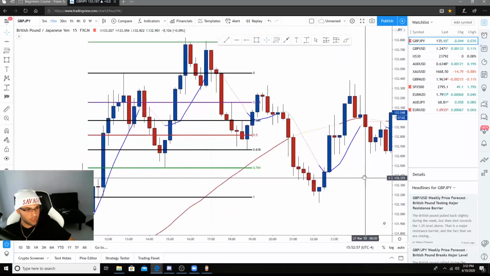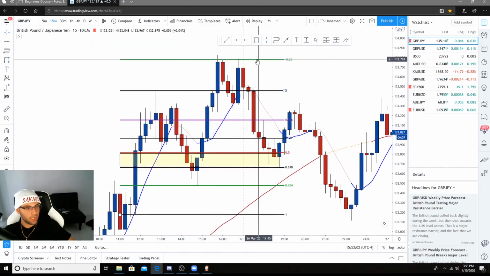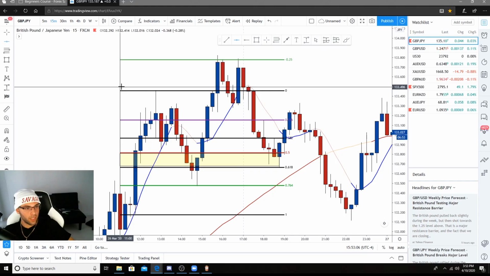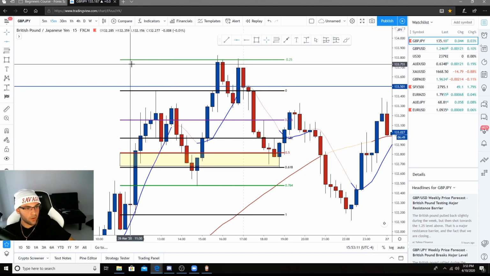Now, look at this. We have our golden zone. The market structure was broken. Look at that. Lovely, take profit 2 and 3 was hit. Let's see. We have one quarter point here. Boom. We have another quarter point right here.